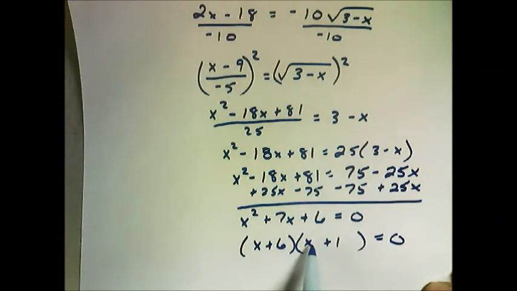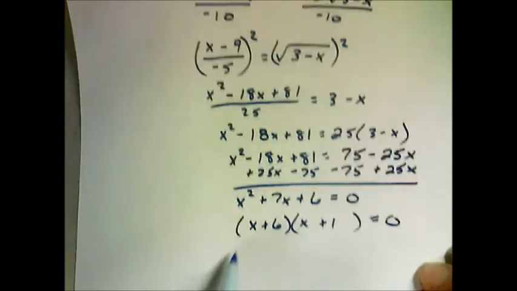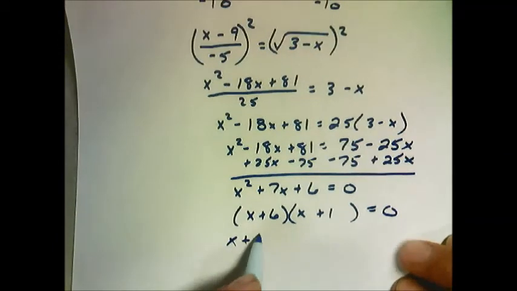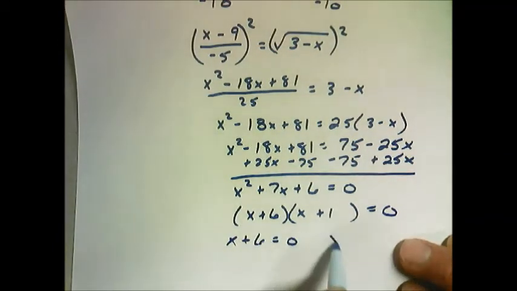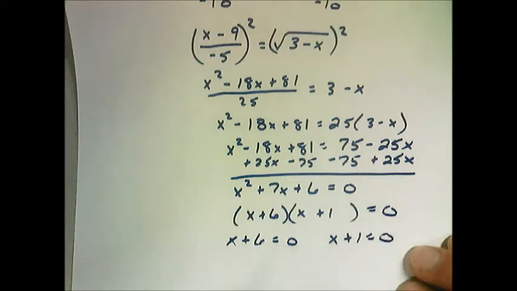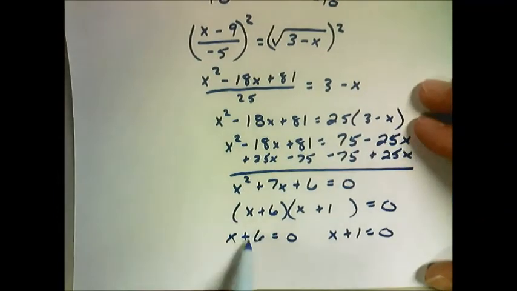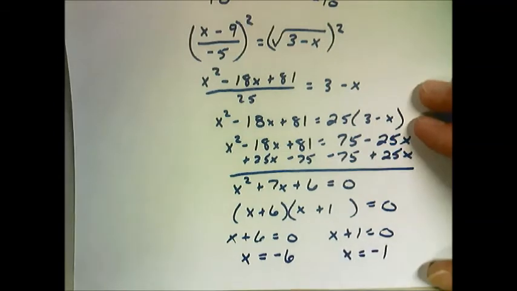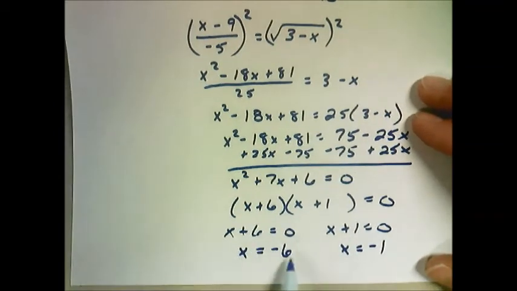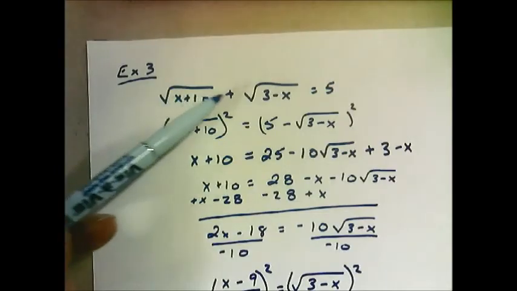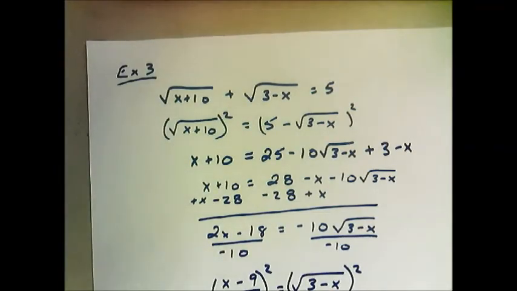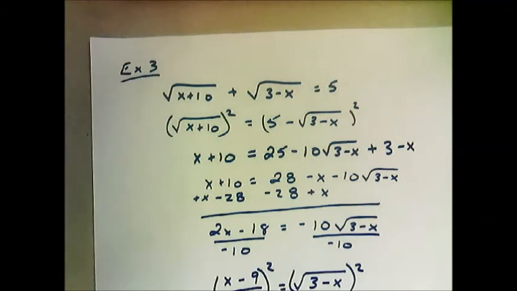Now that I have two factors multiplied to give me 0, I know that I can set x plus 6 equal to 0 and x plus 1 equal to 0. Solving for x is going to equal negative 6 and x will equal negative 1. Now we want to make sure that we take negative 6 and negative 1 and plug it back in for my x's to make sure that it works. In this case, I'll tell you, it does. So on to example number 4.